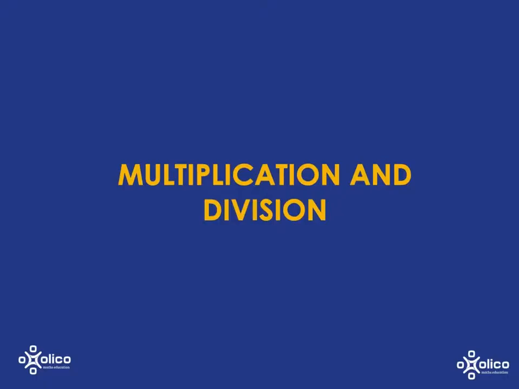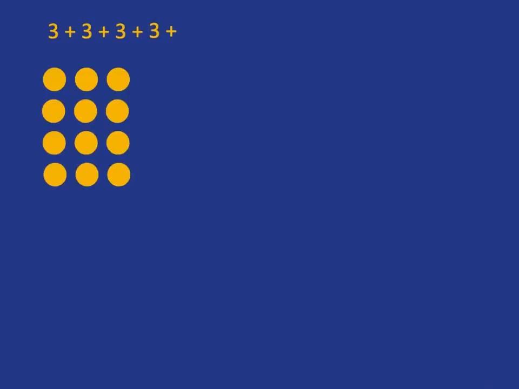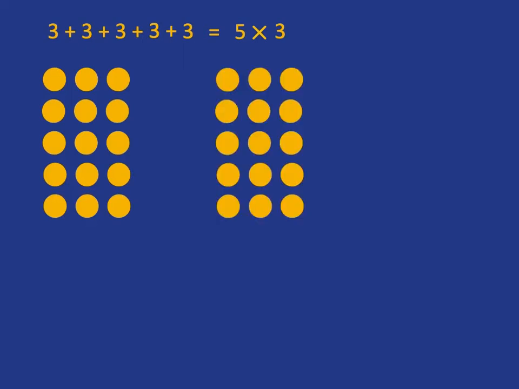Let's explore multiplication and division. If we take 3 and add another 3 and another 3 and another 3 and another 3, then we have 1, 2, 3, 4, 5 lots of 3, which we can write as 5 multiplied by 3. But we can just as well see that as 1, 2, 3 lots of 5. So 5 times 3 is the same as 3 times 5, and in both cases you have the answer of 15.